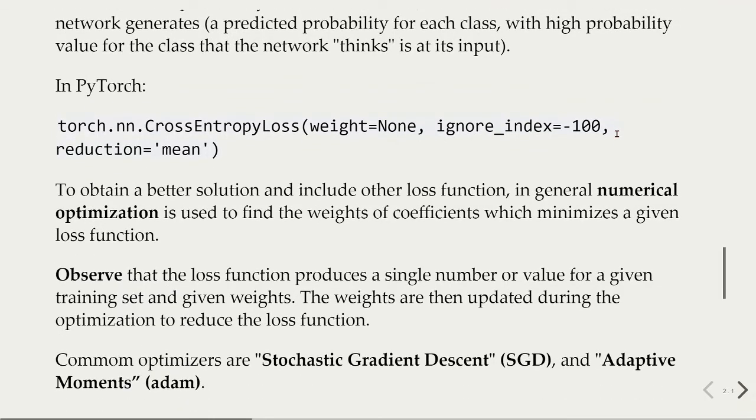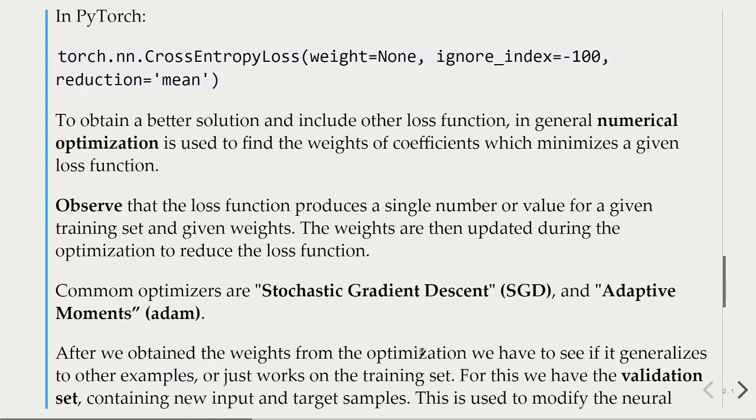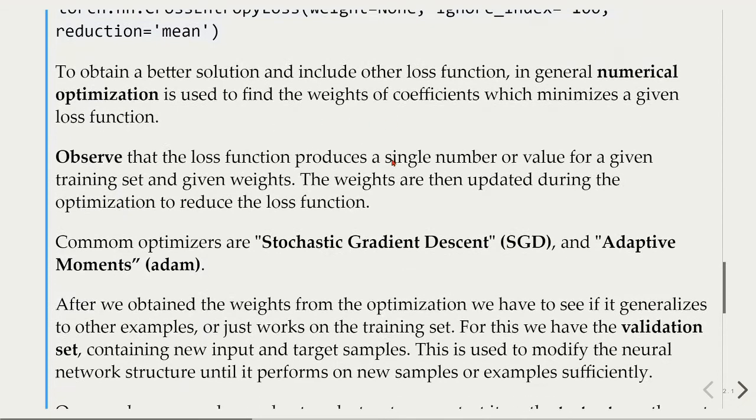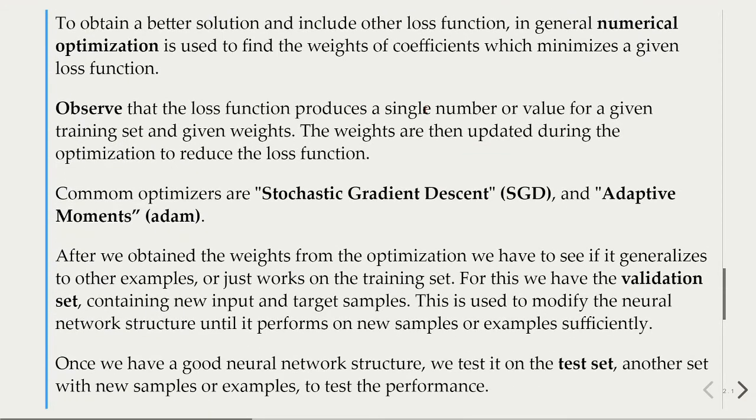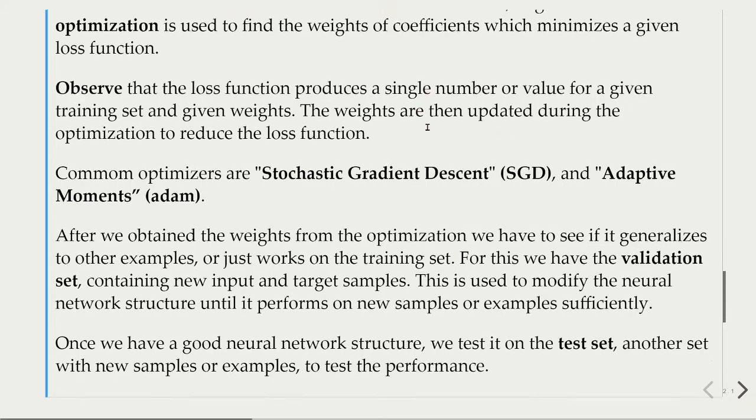To obtain a better solution and include other loss functions, in general, numerical optimization is used to find the weights or coefficients which minimize a given loss function. Observe that the loss function produces a single number or value for a given training set and given weights. The weights are then updated during the optimization to reduce the loss function. Common optimizers are, for example, stochastic gradient descent, SGD, and adaptive moments, Adam.